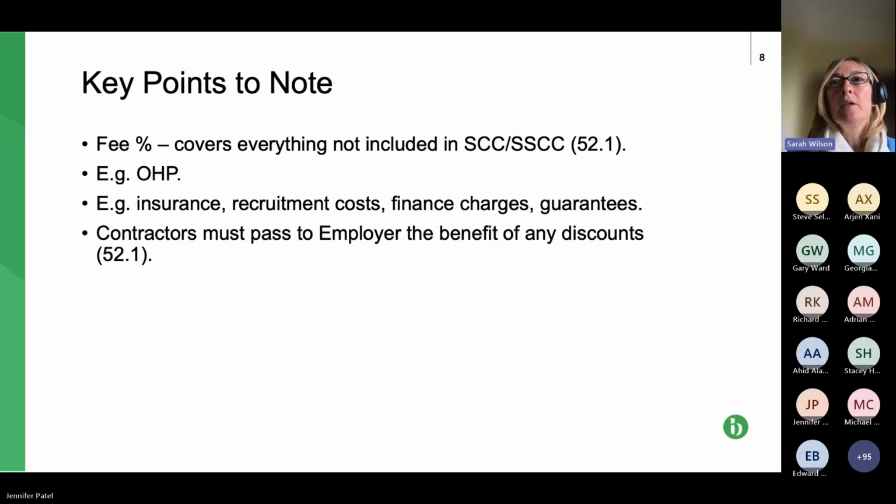And then finally, clause 52.1 states that contractors and subcontractors must pass back to the employer the benefit of any discounts it gets. So where I've seen this is in terms of discounts for purchasing materials, where a particular contractor might get a 10-15% discount with a particular supplier. So any discount that is given, the contractor's got to pass that back to the employer.